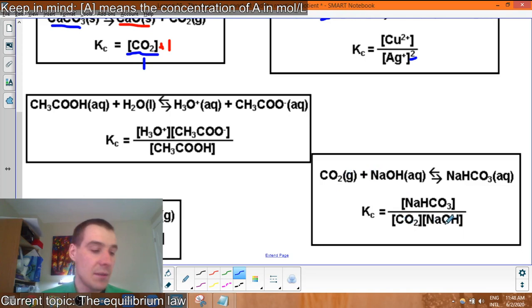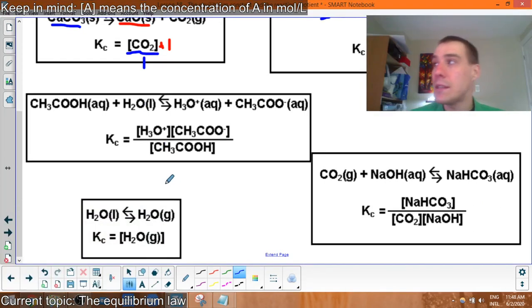Remember, these are unitless quantities. Technically, there's moles per liter, moles per liter, moles per liter. So this should have liters per mole as its unit, and this should have moles per liter as its unit, but we don't write a unit for K. This is one of those times where you don't have to write a unit in science class.